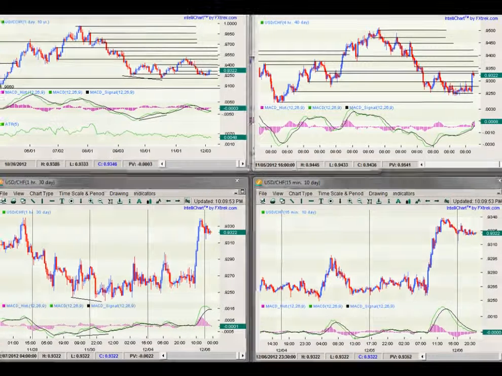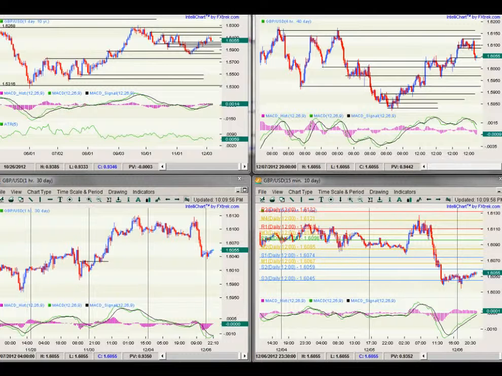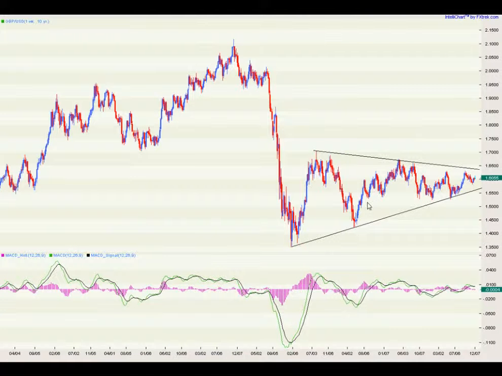You look at the British pound right now. I was just looking at this one here. Isn't this an interesting chart here? This is forming a tremendous wedge in here. Something's going to happen in here, I'll tell you that. And this is very interesting, but stay tuned.